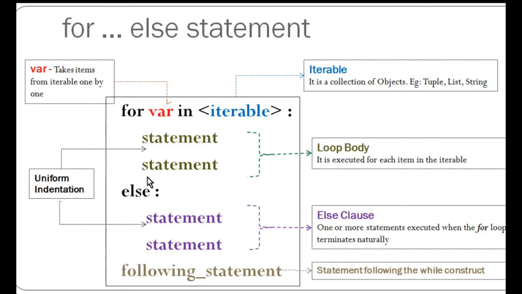As in the while loop, the else clause can be omitted. It is optional. So this is a variable. It takes items from the iterable one by one. Iterable is nothing but a collection of objects like tuple, list, string. This loop body will be executed for each item in the iterable. And once this iterable is exhausted, the else clause will be executed. After doing that, the next statement will be executed. You can see that all this block and this block are uniformly indented.